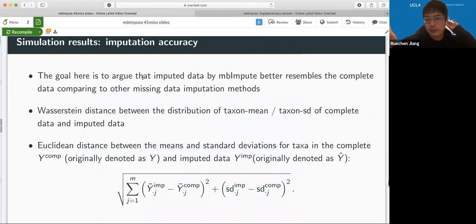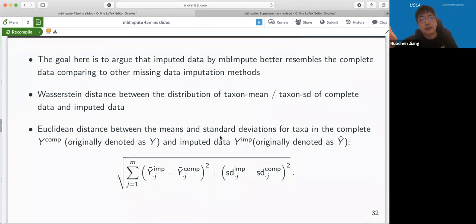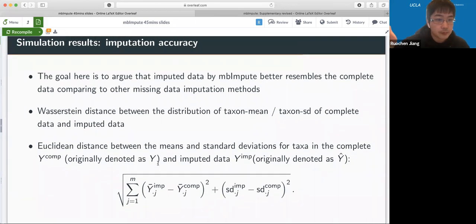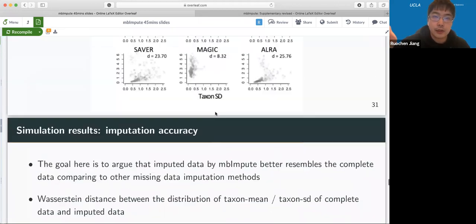So in order to evaluate those accuracies, the goal here is to argue that the data imputed by mbImpute better resembles the complete data compared to other missing data imputation methods. We use the Wasserstein distance between the distribution of taxon mean divided by taxon SD of the complete data and the imputed data. And we use the Euclidean distance between the mean and standard deviation for taxa in the complete data and the imputed data. Basically, the Wasserstein distance can measure the distance between different distributions.